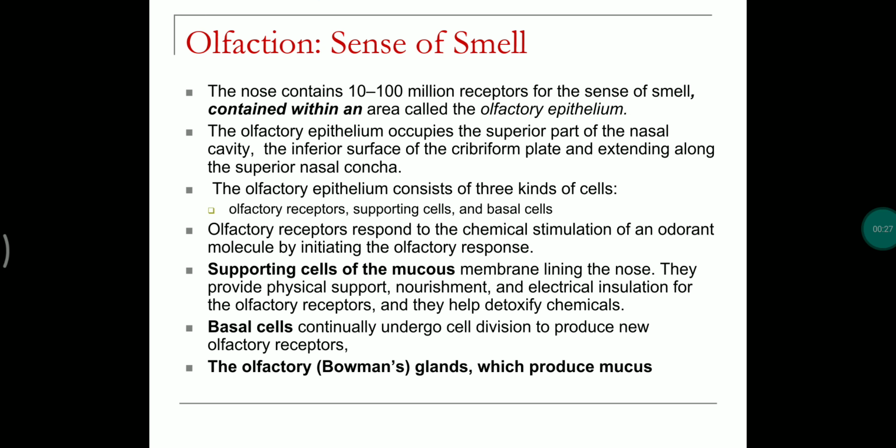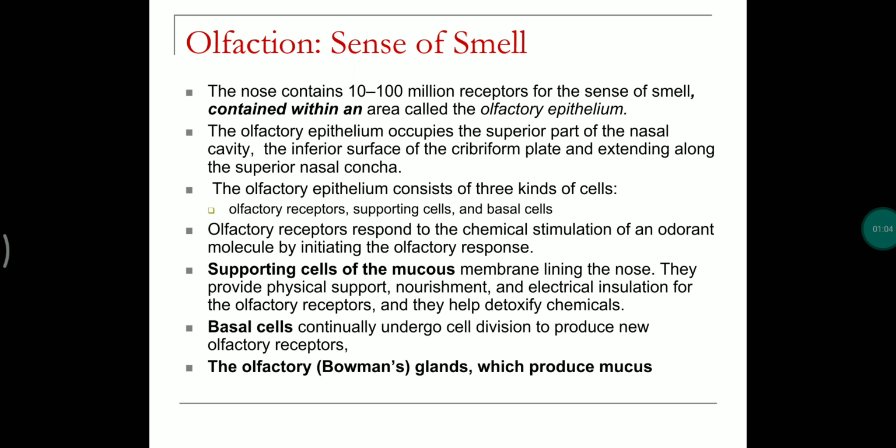First we'll study the sense of olfaction, or sense of smell. Olfaction has a sense organ called the olfactory epithelium, which has hundreds of millions of receptors within an area. This olfactory epithelium occupies the superior part of the nasal cavity, and it consists of 3 kinds of cells: olfactory receptor cells, supporting cells, and basal cells. These cells respond to chemical stimuli, which initiate the olfactory response.